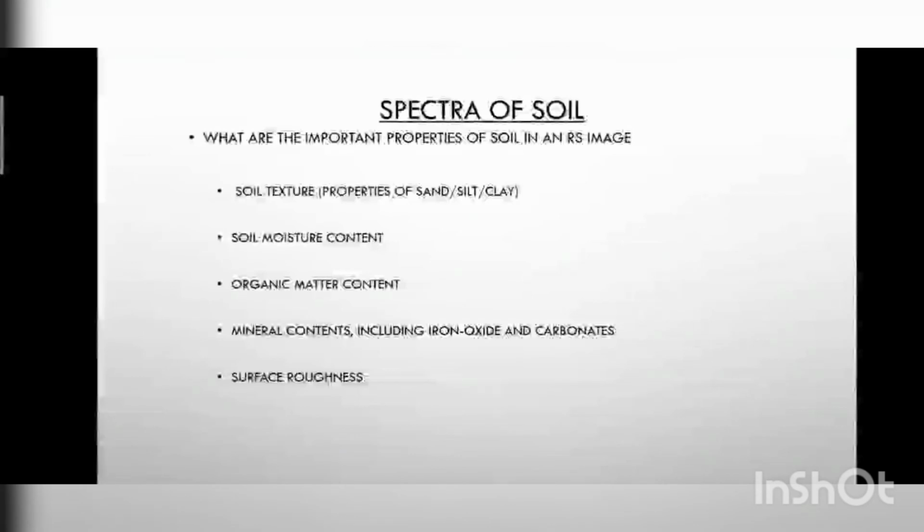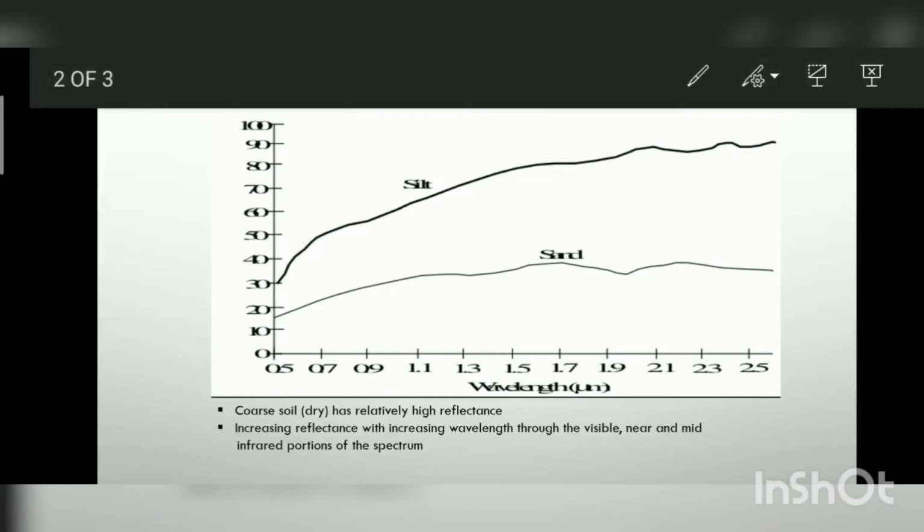The reflectance characteristics of soil. Soil texture, moisture content, which decreases reflectance, organic matter, which absorbs radiation and shows low reflectance, mineral content like iron oxide, which decreases reflectance, and surface roughness. The reflectance curve of sand and silt is shown below.